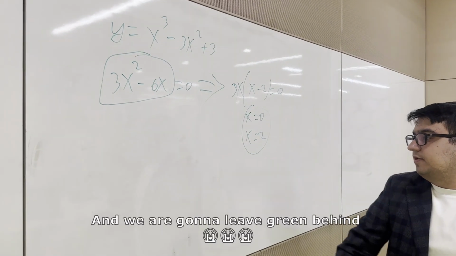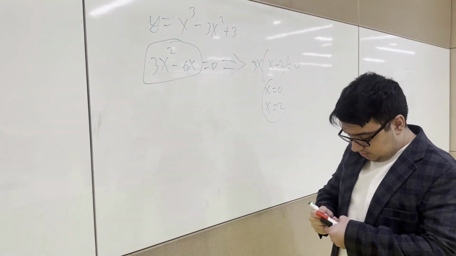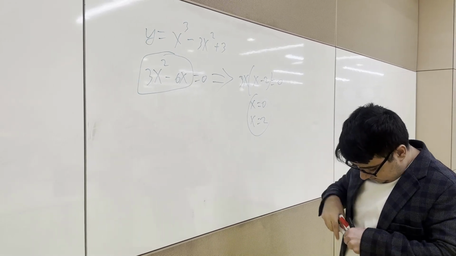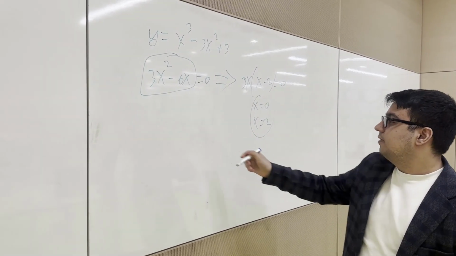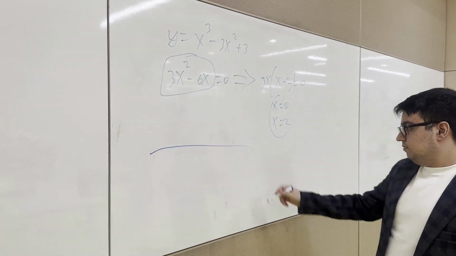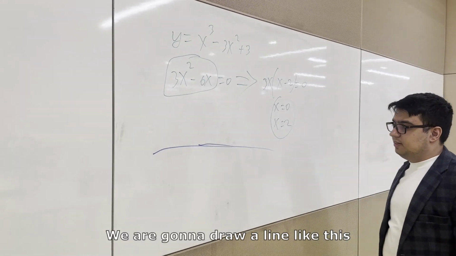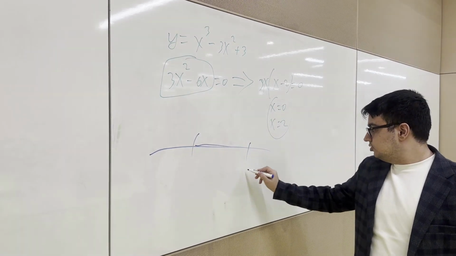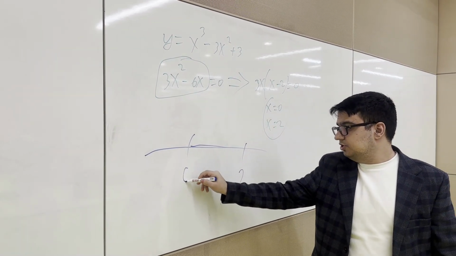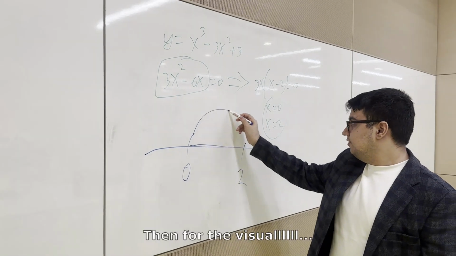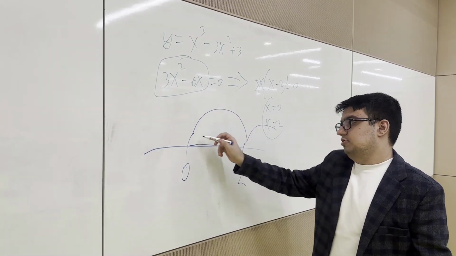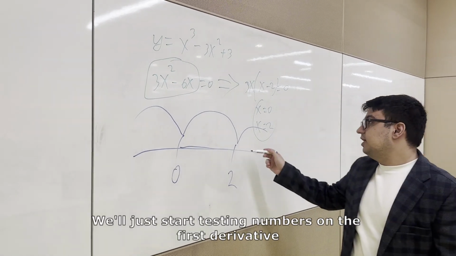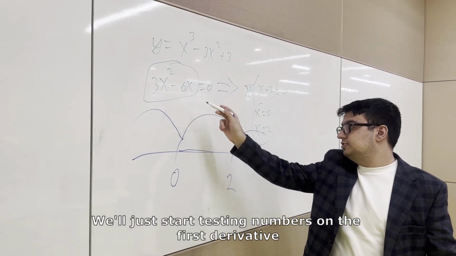Actually, I'm going to use a different color. Let's use the blue one. It's not opening. Okay. We're going to draw a line like this. Then we're going to insert our critical points, which are 2 and 0. And for the visual, which looks cool for some reason, we'll just start testing numbers on the first derivative.